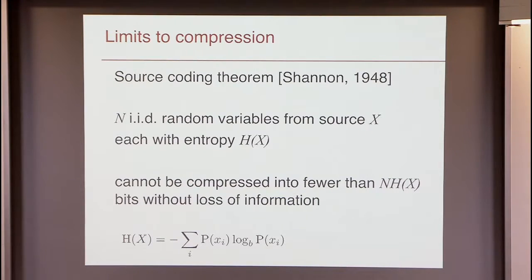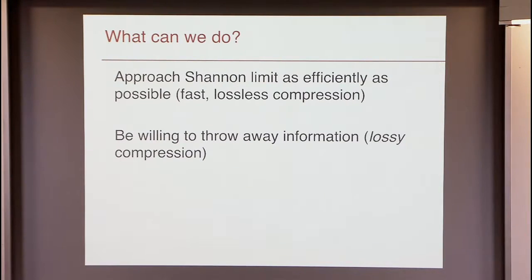Right, so this sets a bound on how many bits are needed to compress any data source, measured in terms of this, unless we are willing to throw away information. So what can we do if we want better compression? Well, one thing we can do is try to approach that Shannon limit as efficiently as possible. We want compression to be fast. We want decompression to be fast. That's often more important. And maybe we can leverage some tricks to get closer to that limit more efficiently.